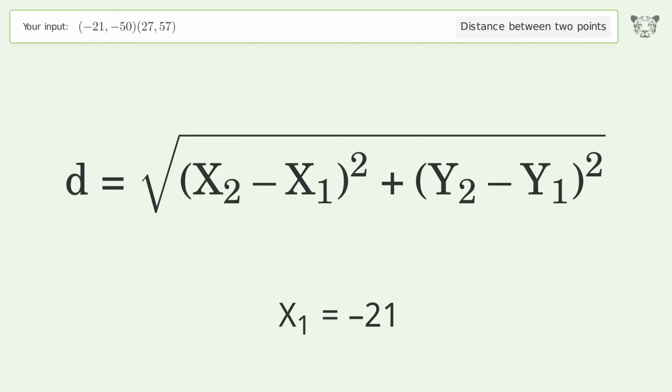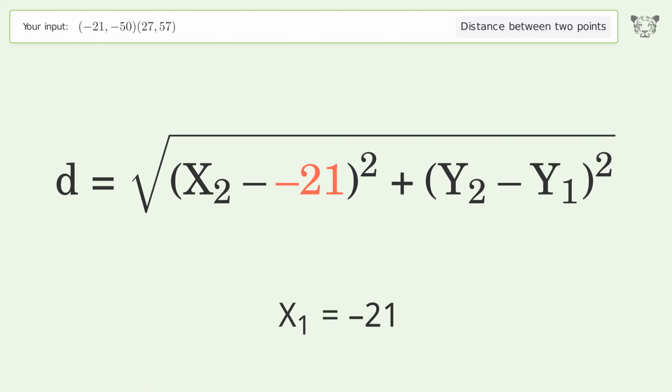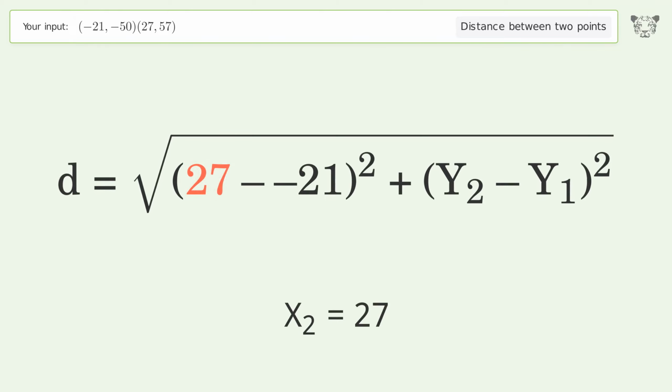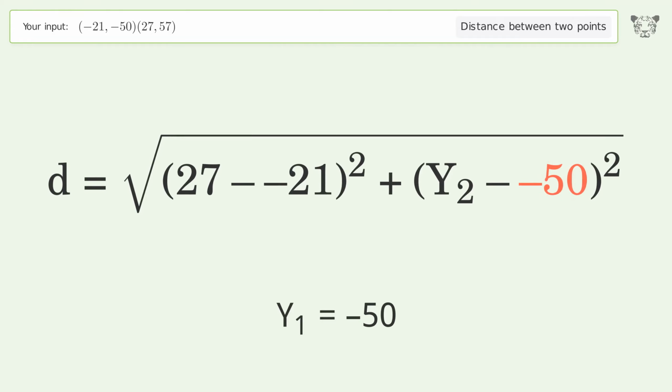x1 equals -21. x2 equals 27. y1 equals -50. y2 equals 57.